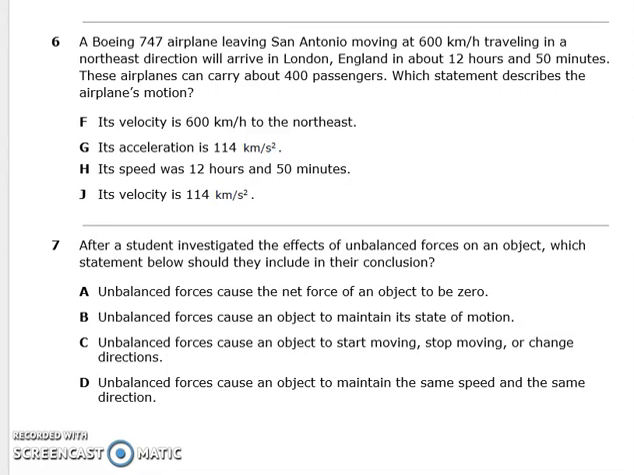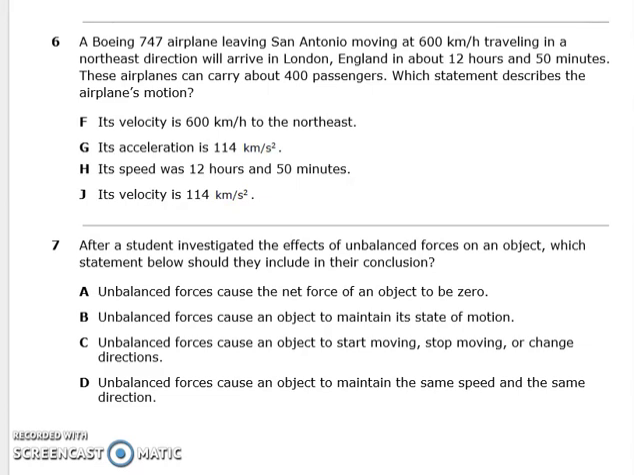F. Its velocity is 600 kilometers per hour to the northeast. G. Its acceleration is 114 kilometers per second squared. H. Its speed was 12 hours and 50 minutes. Or J. Its velocity is 114 kilometers per second squared.